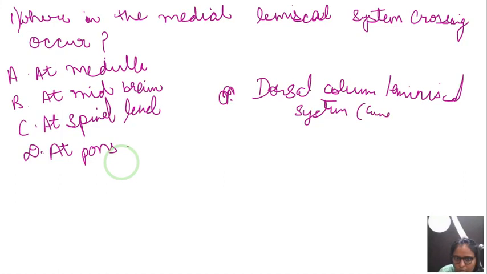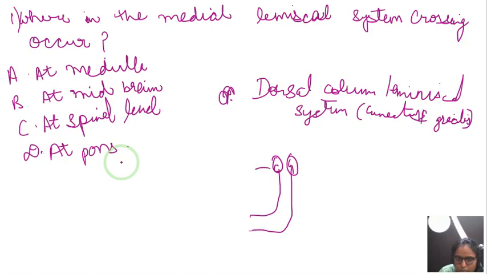in which we have which tract? The tracts of cuneatus and gracilis, right? We have seen that here the tracts are coming. Medially it is gracilis and laterally it is cuneatus. So this is fasciculus cuneatus and fasciculus gracilis. Likewise we have gracilis and cuneatus from the other side also, and they are coming at the medullary level, with pyramids and olives.